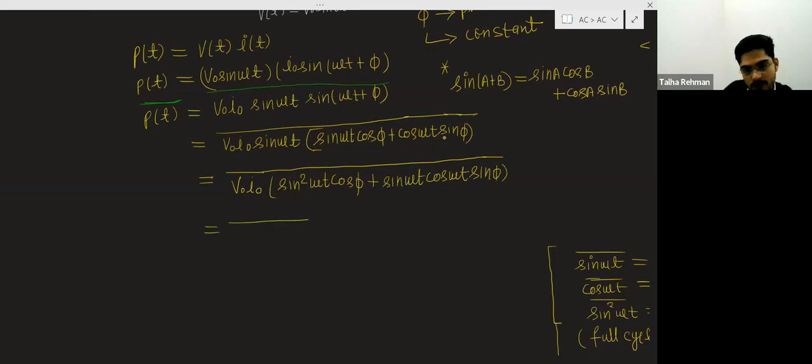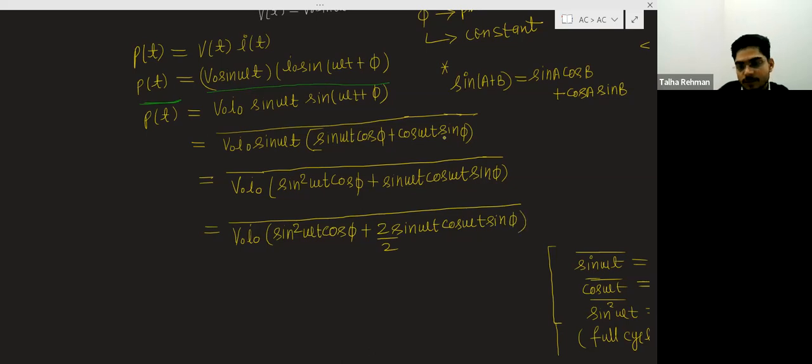Okay, now this is the whole bar. This is V naught. This is I naught. This is sine square omega t cos phi. And here I am multiplying with 2 and dividing it with 2. So it will become sine omega t cos omega t sine phi.